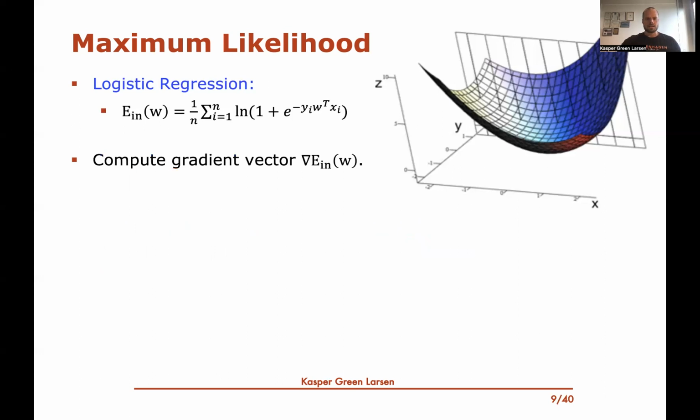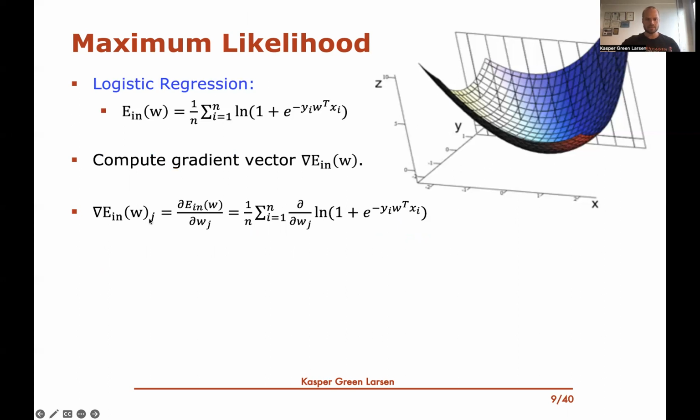So let's start by computing this gradient vector. Recall that the gradient vector in each of the j entries contains the partial derivative of the in-sample error with respect to wj. That's the jth entry of the gradient vector.